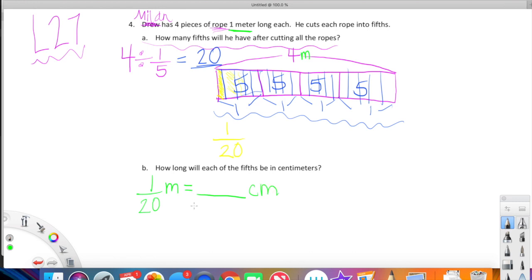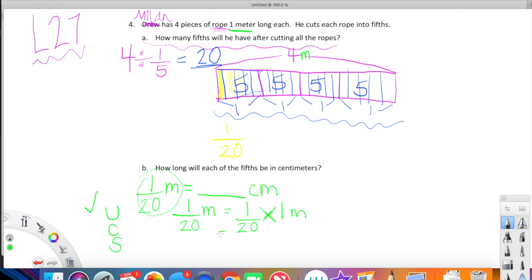And I am so excited to do that because I know all we have to do is UCS: unpack, convert, solve. We're going to do that first by unpacking what we are starting with. We're starting with 1/20th of a meter. 1/20th of a meter equals 1/20th times 1 meter. We're unpacked. We just separated our 1/20th from our units. Unpacking is just taking our 1/20th away from our unit and multiplying those two together.